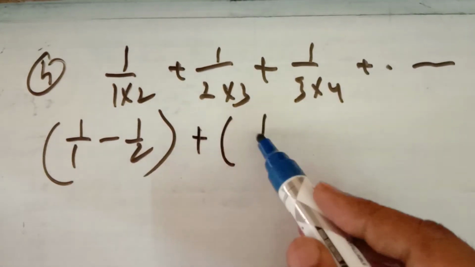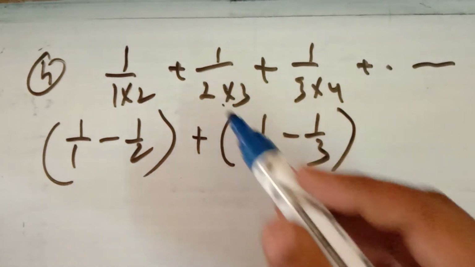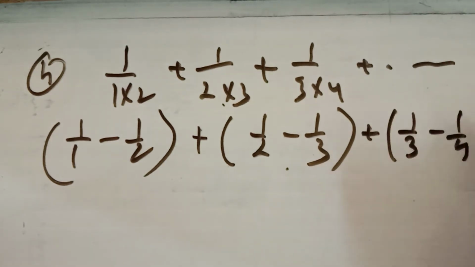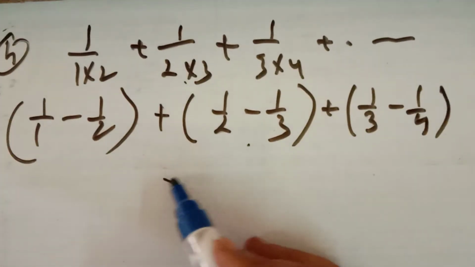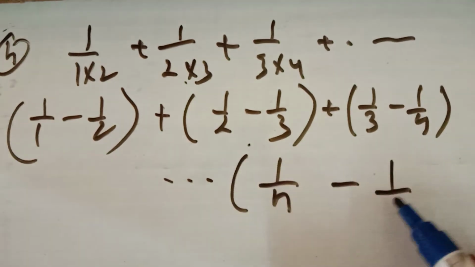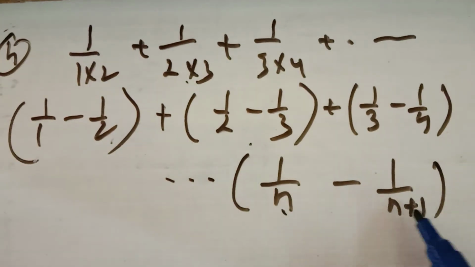For this, you can add 1 upon 2 minus 1 upon 3. If you take the LCM and subtract, you will get this. And for this, it will be 1 upon 3 minus 1 upon 4 and so on. The last term will be 1 upon n minus 1 upon n plus 1, because this term is one more than this, so if this is n, then this will be n plus 1.